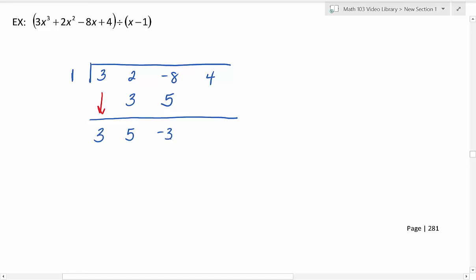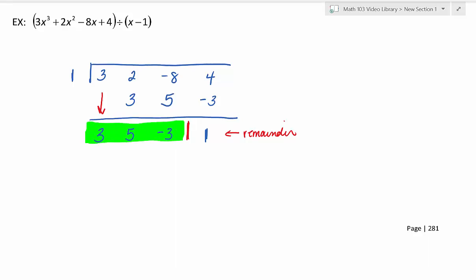Multiply this negative 3 by the 1 on the outside. We get negative 3, add down, and get a positive 1. The last number is always your remainder. And these numbers before the last number are the coefficients of our quotient.